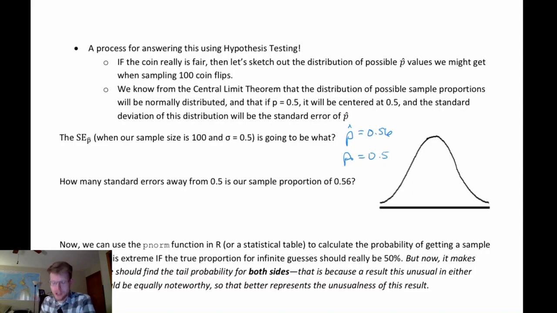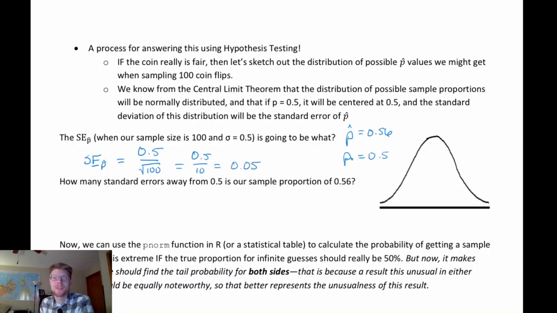And so the first question is, what is the standard error for p hat, given that we have a sample size of 100 coins? And also given that it should be 50-50, meaning that sigma would be 0.5 in this case. So then the standard error for p hat is going to be 0.5 divided by the square root of 100, which is just going to be 0.5 divided by 10, which is going to be 0.05.